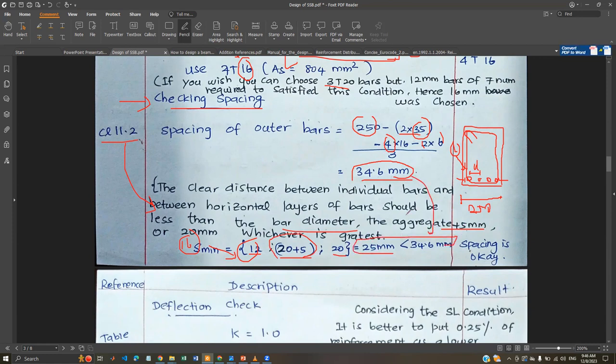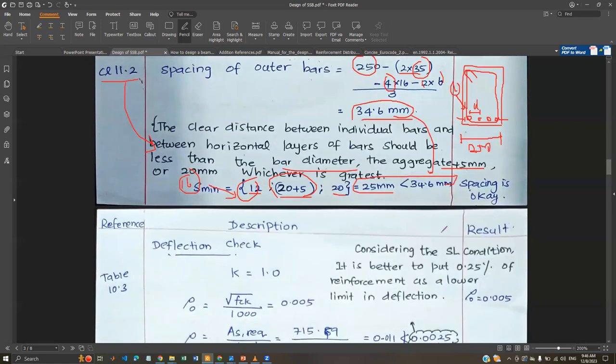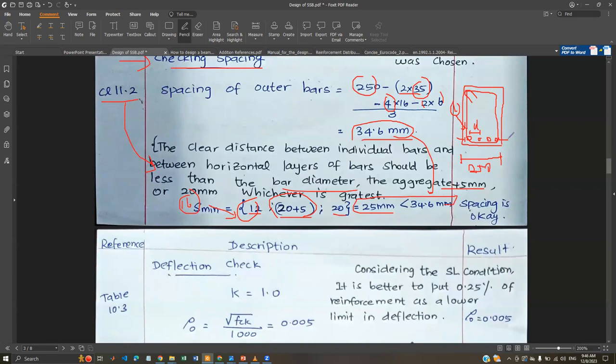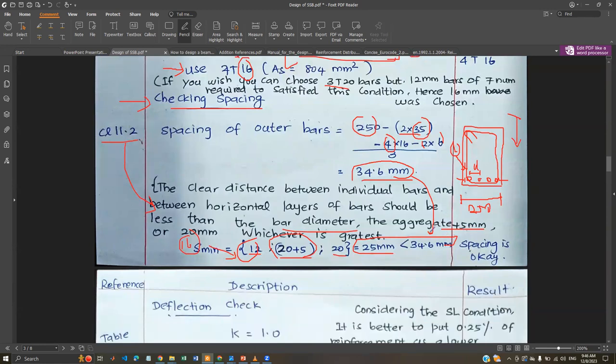If this value is higher than this, then whatever values I have taken are satisfying my assumption. If not, we need to go back and change the dimension, and then satisfy this condition again. That is what we are going to do. So again, we need to come from the cover calculations to the bottom, up to this level, if it is not satisfied.